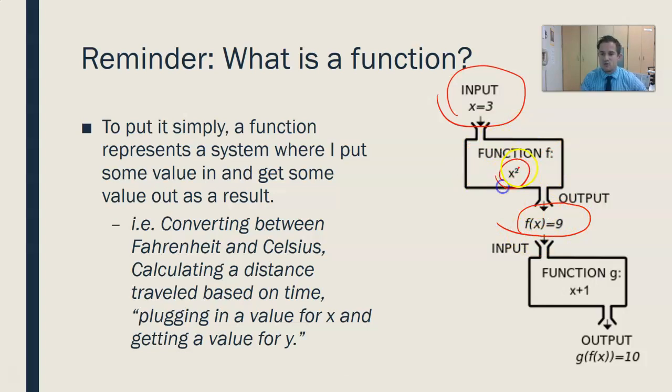In this case, the function was x squared. So if I put in a 3 to this little function, this little machine, that would mean that this function turns into 3 squared. 3 squared gives me an output of 9. If I were to take that value of 9 and put it into a different function, say the function x plus 1, then I would put 9 in right here for x. 9 plus 1 is equal to 10. So a function really is just I put something into a system or a polynomial or something like that, and I get some value out as a result.